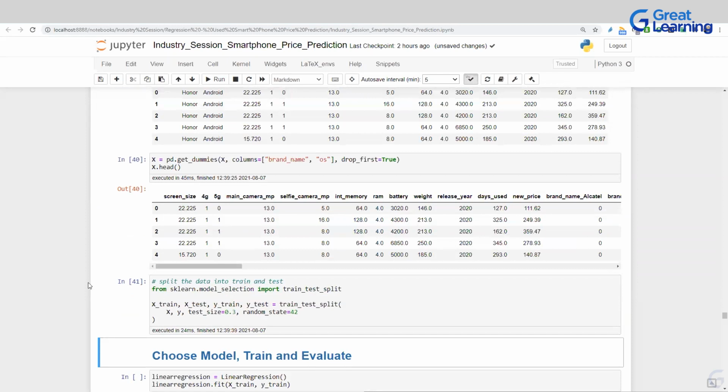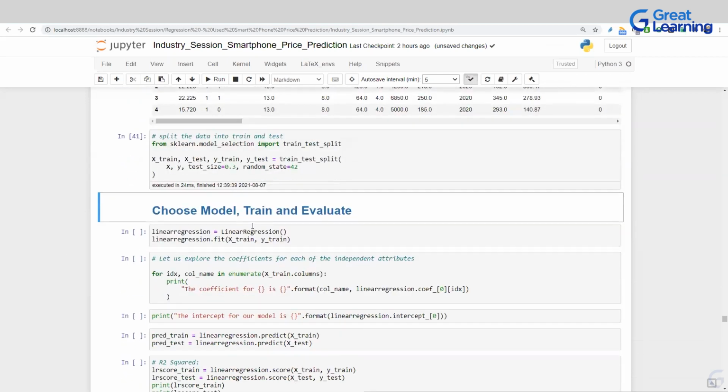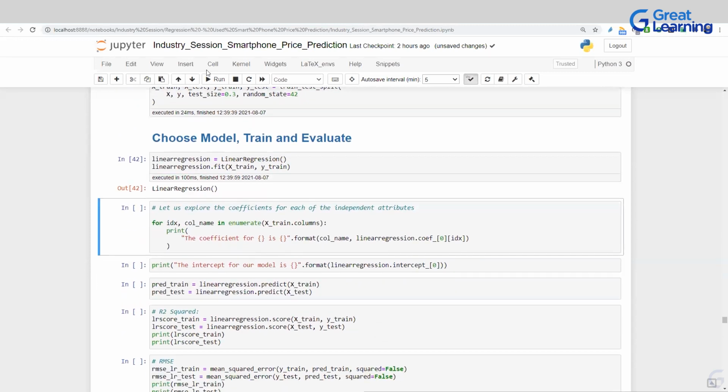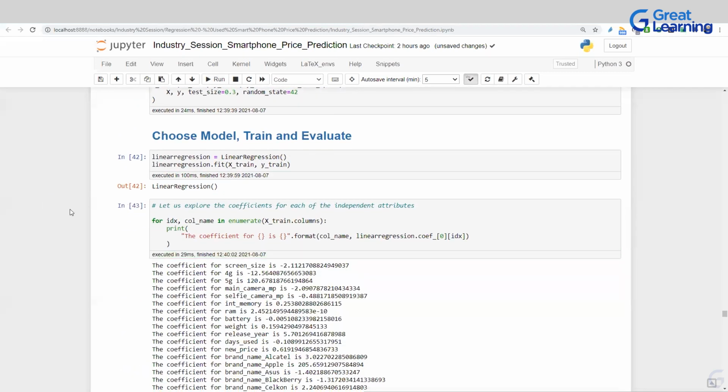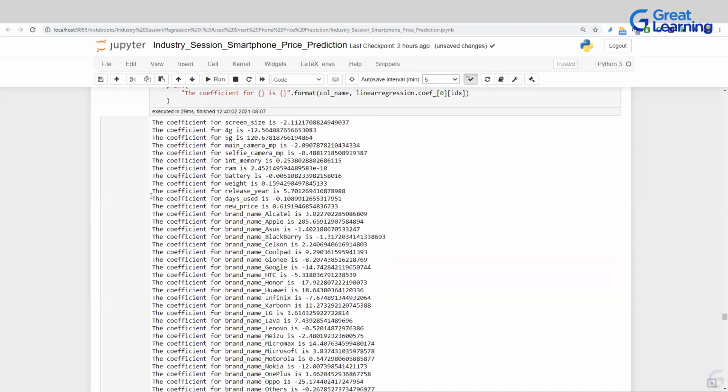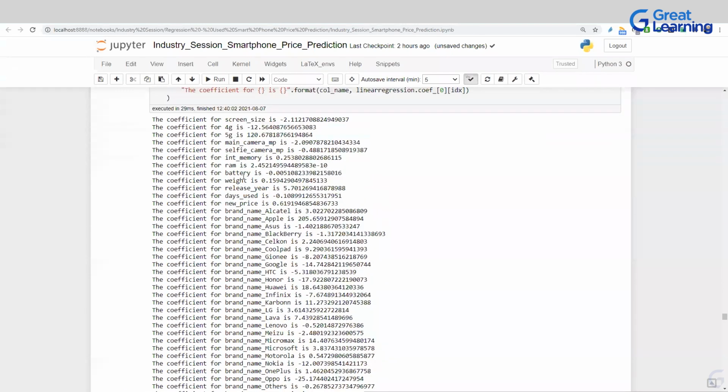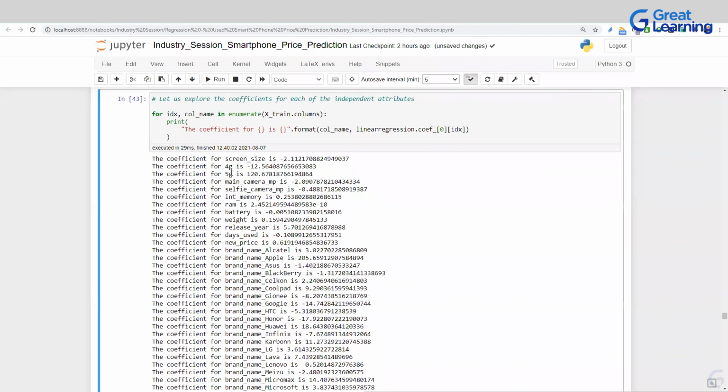On this 70/30 split, we are going to build various models. I'm going to fit the training set to build the model and will validate it on the test set. So starting with linear regression, let's see how it performs. We fit the linear regression on the training set here. And if you look at the coefficients of all the independent variables, you'd find that the coefficient of some of the variables is very high and for others is very low. For example, let's say 120 for 5G.